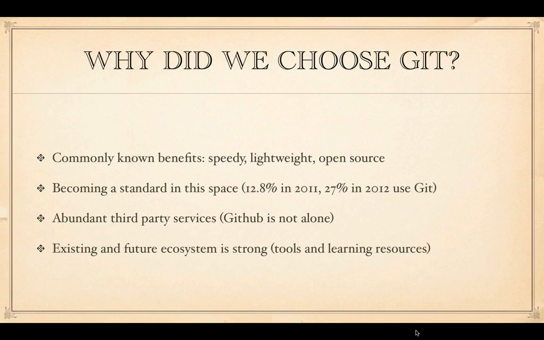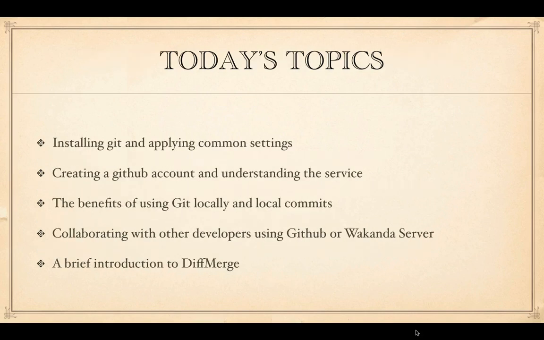So why did we choose Git? Well, the commonly known benefits, it's speedy, it's lightweight, and it's open source, were all definite factors in the decision. And it's been becoming a standard in this space. For instance, in 2011, about 13% of developers were using Git in some fashion, and just a year later it was up to 27%. So it's got a lot of momentum behind it, and that makes it so that there's third-party services and an ecosystem of tools and learning resources that will be there going forward. So we all felt that those were important things. As far as the services, GitHub's one good example, but there are many service providers in the Git ecosystem.